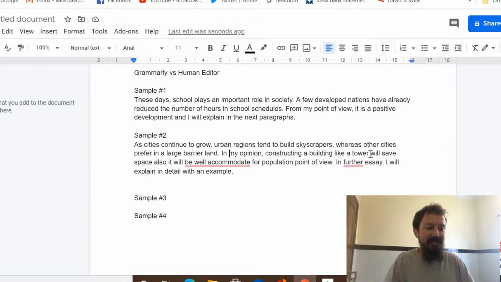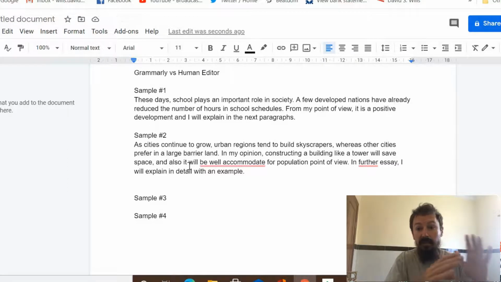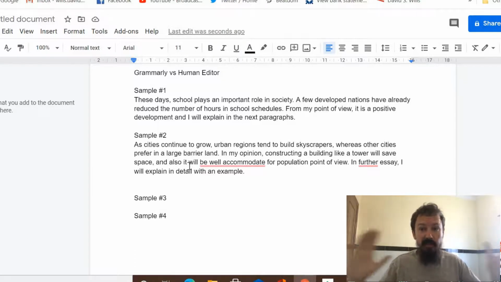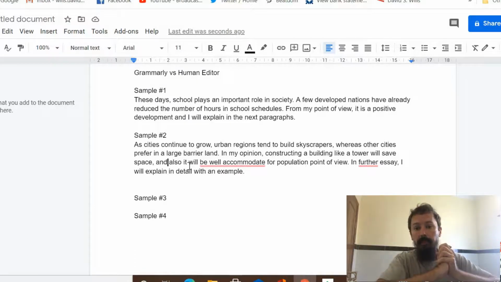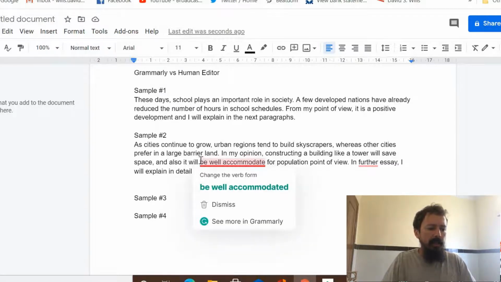In my opinion, constructing a building like a tower will save space. Also, it will be well accommodate. Okay. So here, I think we need to split our clauses and say and also, because you cannot just start a new clause with also, with no punctuation, just smashing these two clauses together. We need to think, how can we bring our clauses together according to the rules of grammar? In this case, we can say comma and.